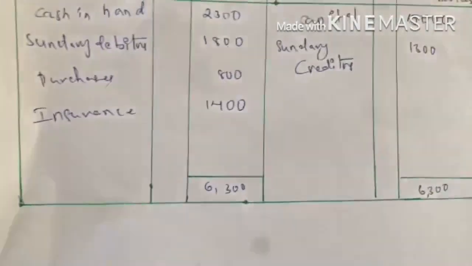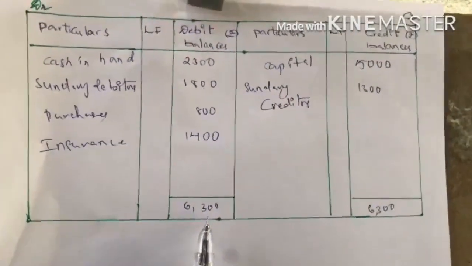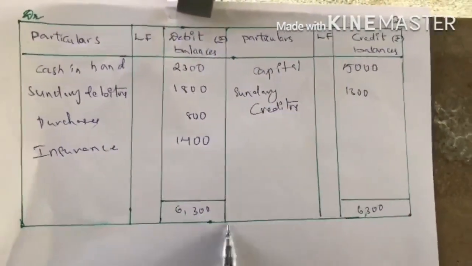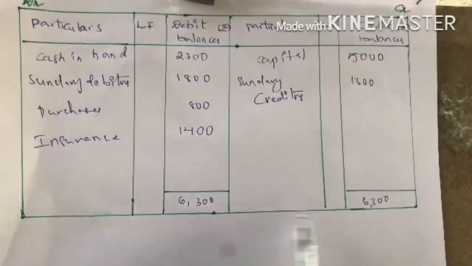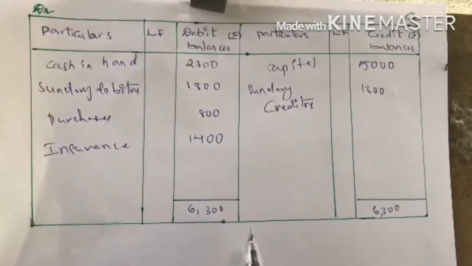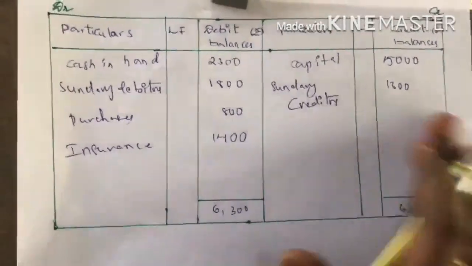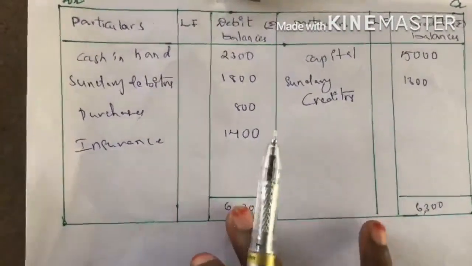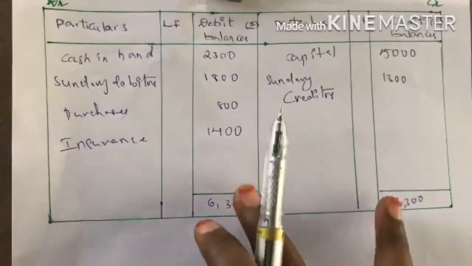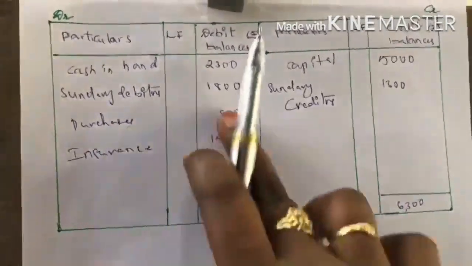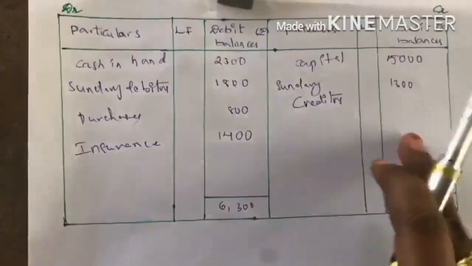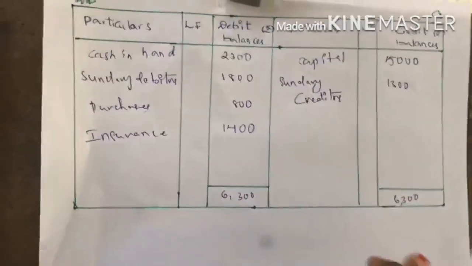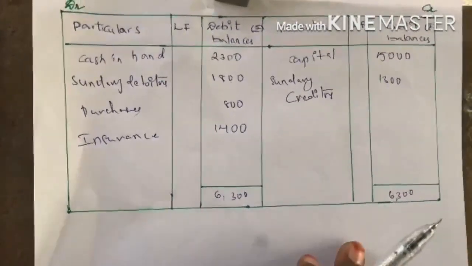Okay, so now we can observe the debit balance and credit balance, and these two are tallied. So what is the condition of the trial balance? We can tally it by the debit and credit balance amounts. So here we can tally it by those two things. Now this is one of the simple problems.